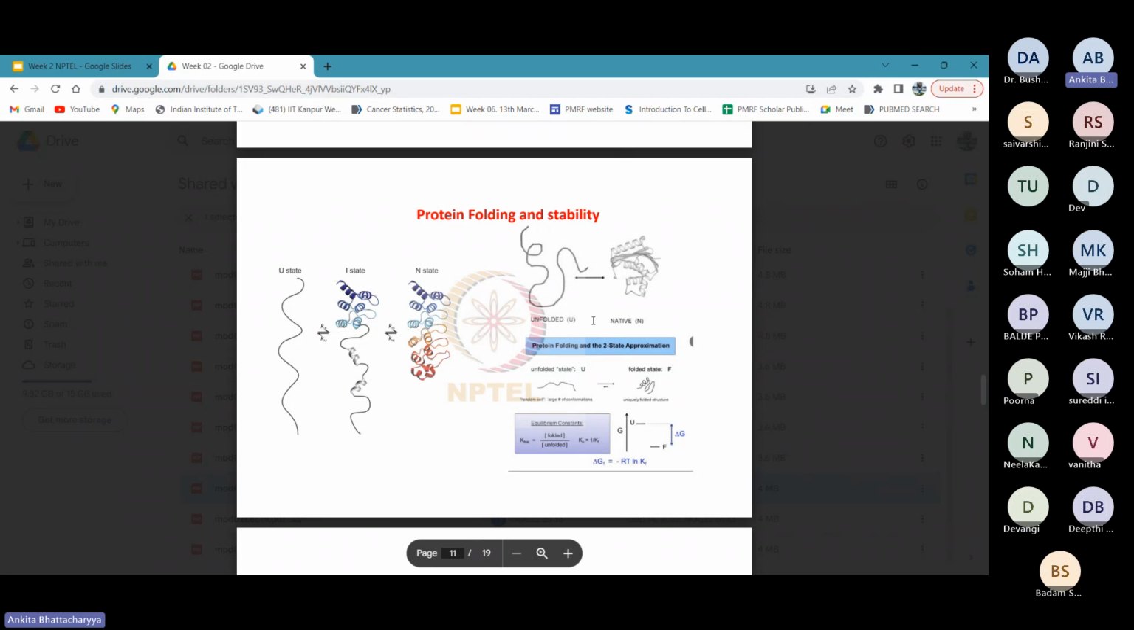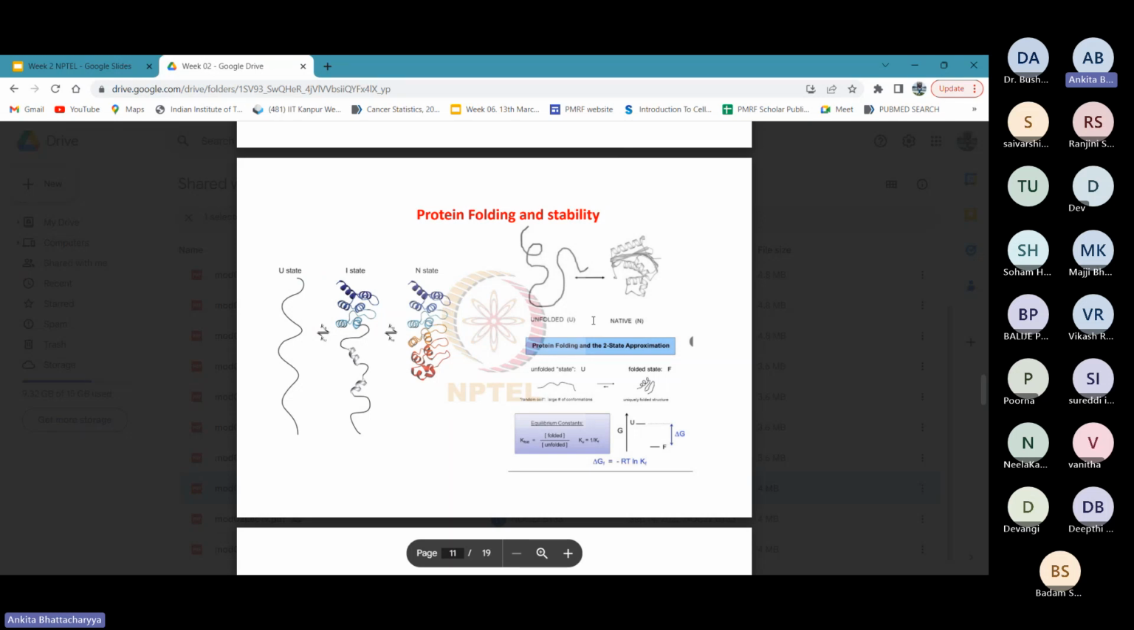That polypeptide can then assume a structure which will allow it to perform its function. The question is, how is it attaining that structure? So it does so by a process known as protein folding. And one of the major things that needs to be ensured is that the protein must fold in such a way that the structure formed is stable.